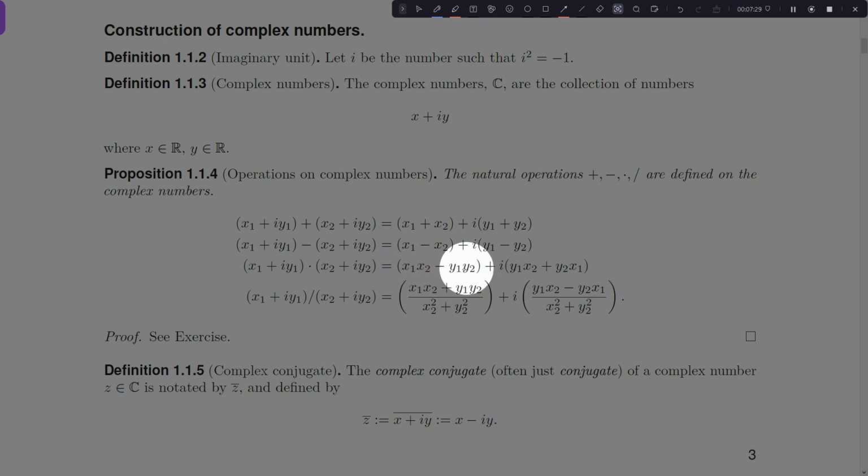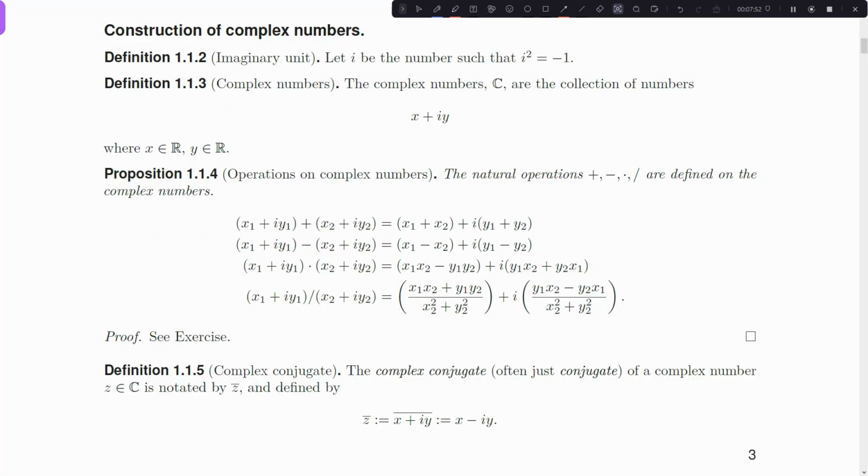But all of a sudden we notice the way I've grouped these is as the real part plus the imaginary part. So it turns out the two imaginary terms, when multiplied together, turn into the real term, and it's actually the cross terms, y1x2 and y2x1, that remain imaginary. So that's what happens in the multiplication version. I say that the proof is see the exercise. This will be one of your homework problems.